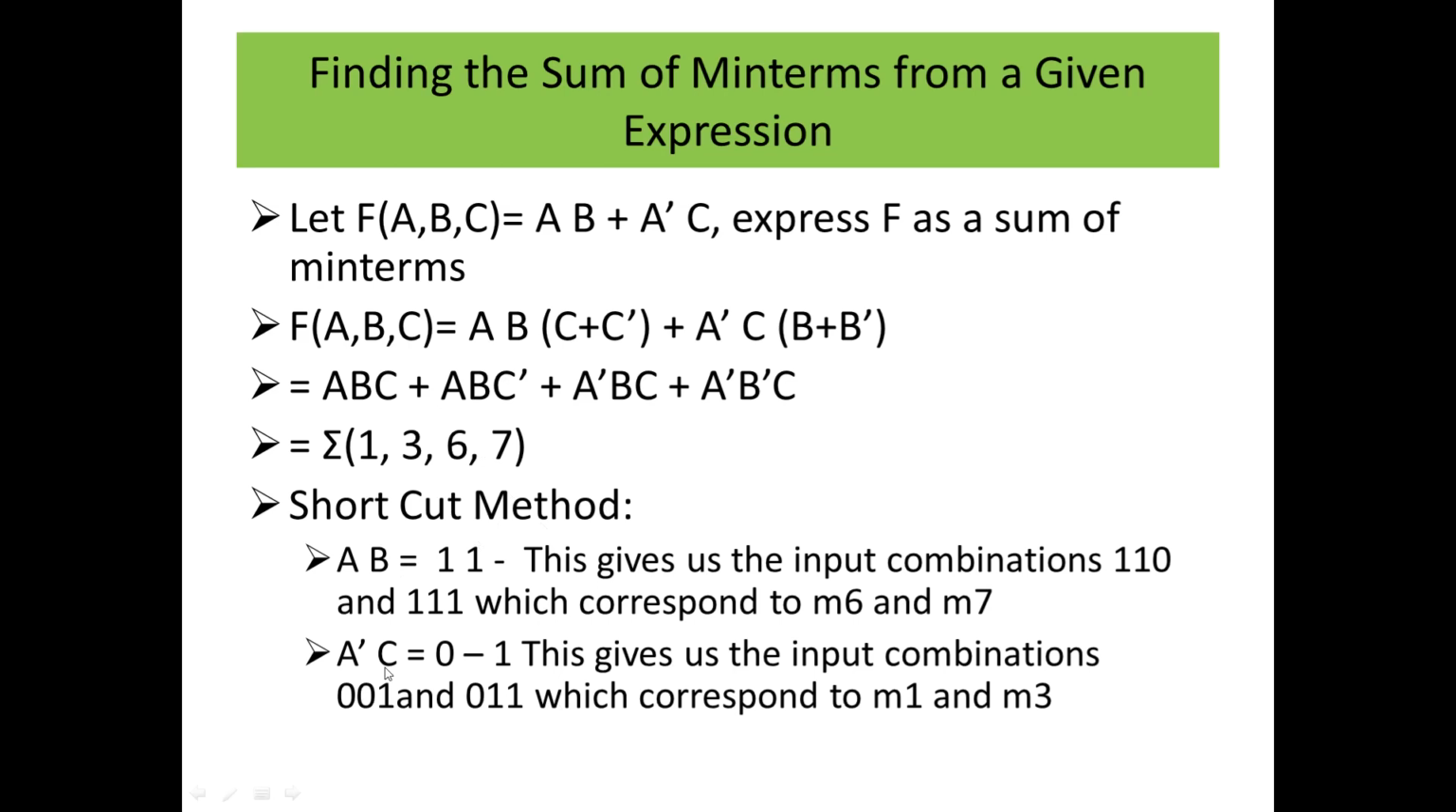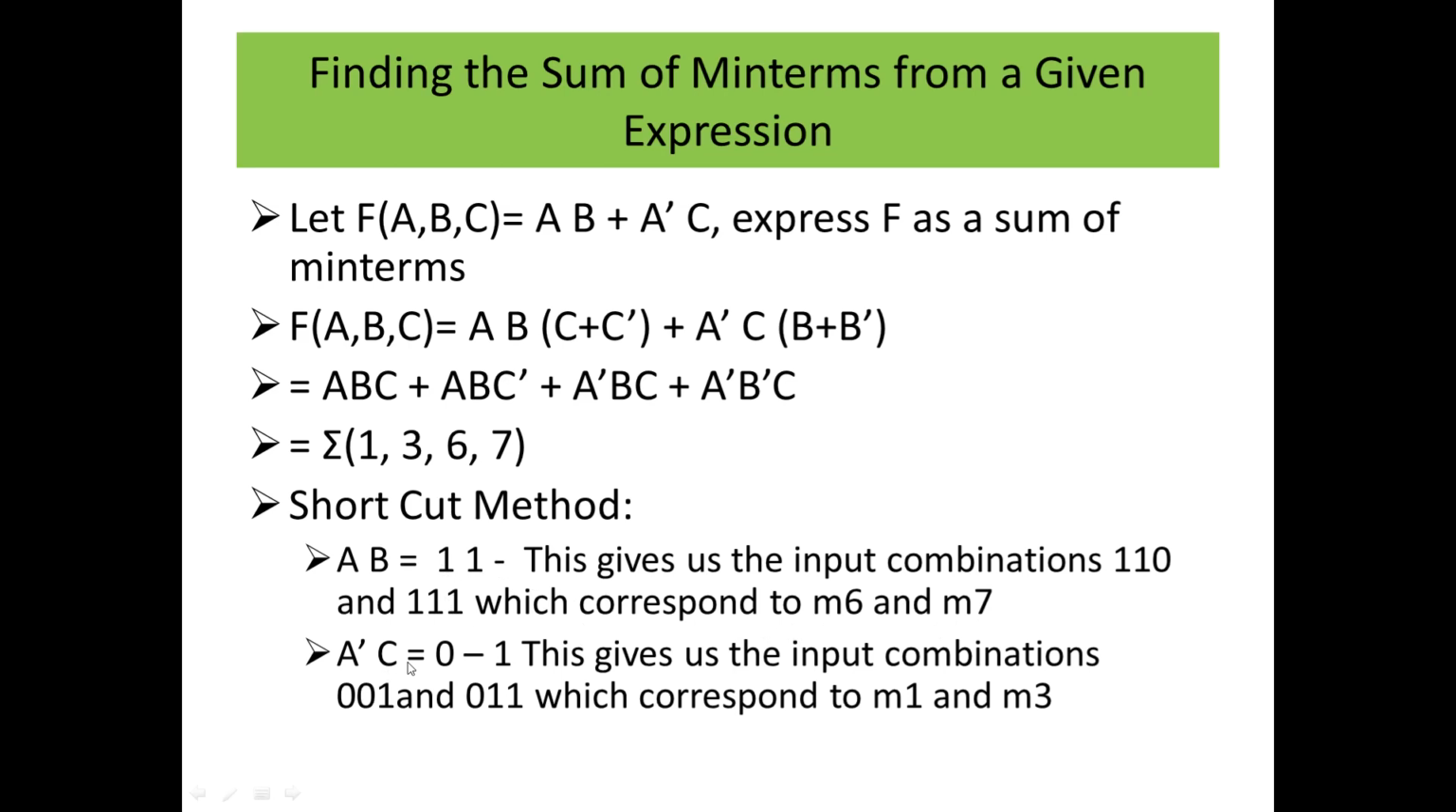Shortcut method, students: just see AB is equal to 1 1. This gives us the input combination 1 1 0. Here the dash can be 0 or 1, that is 1 1 0 or 1 1 1, which corresponds to M6 and M7. 1 1 0 is M6, 1 1 1 is M7.